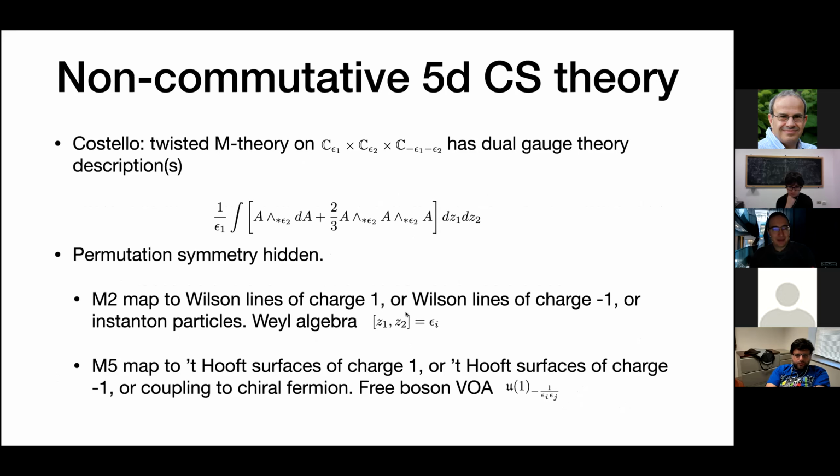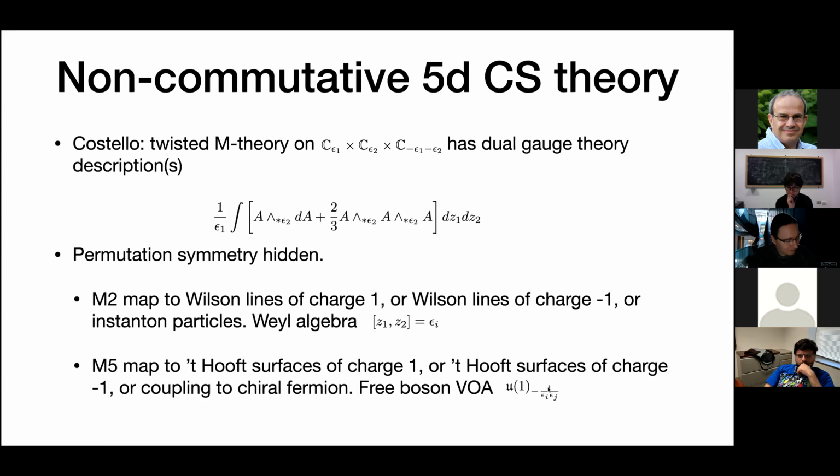And so the final operator algebra on the line is symmetric under permutation of the epsilons, although the original theory does not look like it. Similarly, if you get an M5 brane and you couple it to this theory, you can argue that you get either a curved surface of charge 1 or minus 1, or a defect defined by coupling the phi d theory to a chiral fermion. And again, after the dust settles, the result is that the local operators that live on the M5 brane form a free boson vertex algebra with certain levels.